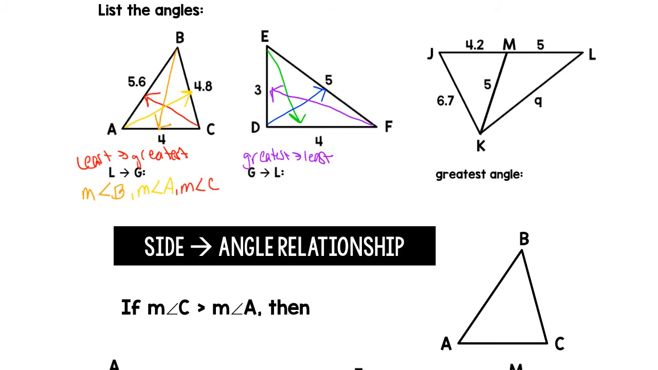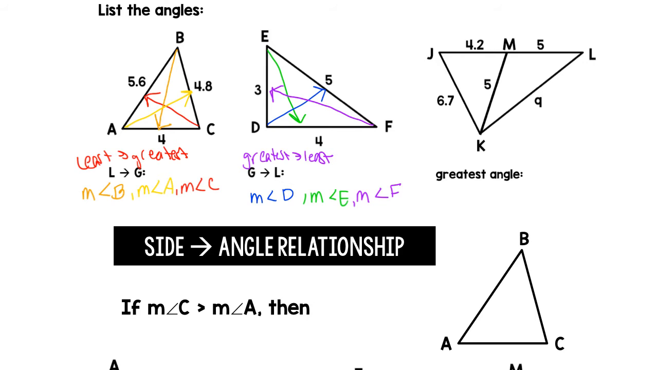So the greatest angle is going to correlate with the greatest side. Greatest side is EF at 5. So that means the greatest angle is the measure of angle D. The next greatest side is 4, and that's side DF, and that's related to the measure of angle E. And last but not least, ED is 3 and it's the smallest side. So that means the measure of angle F is the least.